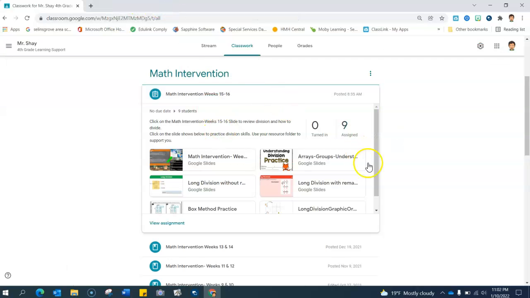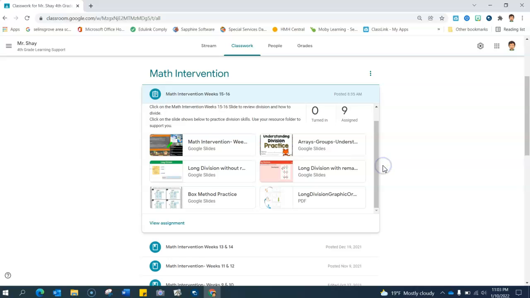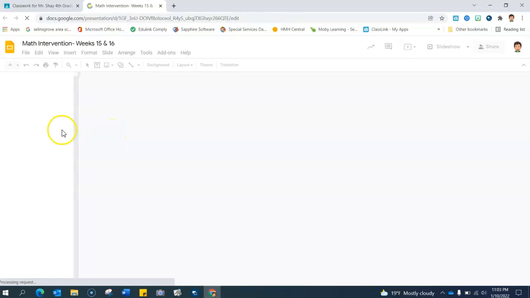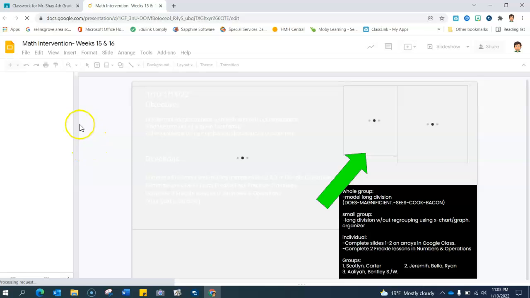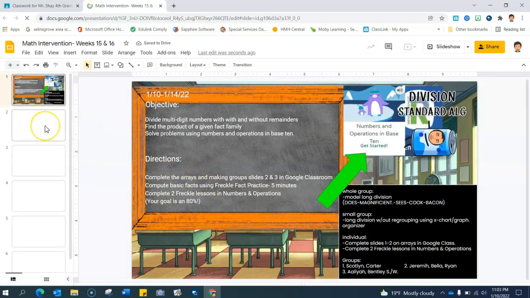Do not submit your Google slide when you're finished. We'll continue to work on this during the course of the week. Now, I do have in here other resources. Graphic organizers. Mr. Shea also has some videos of his own that he made on long division concepts.